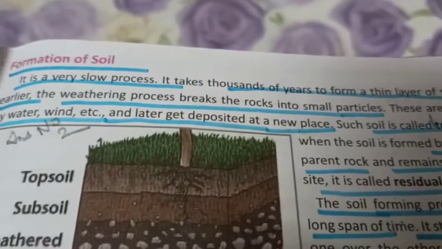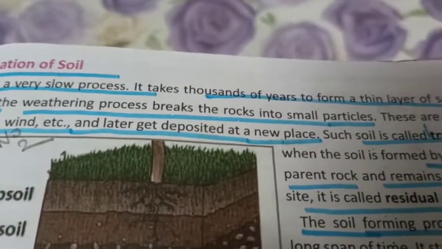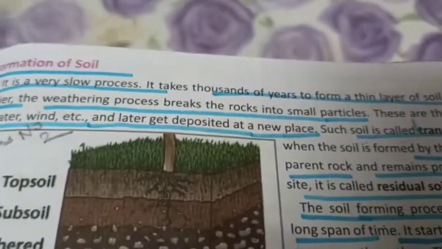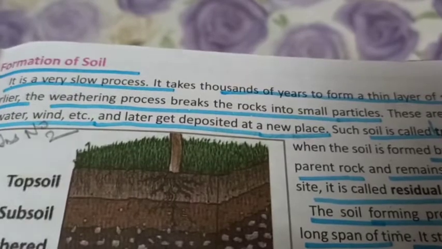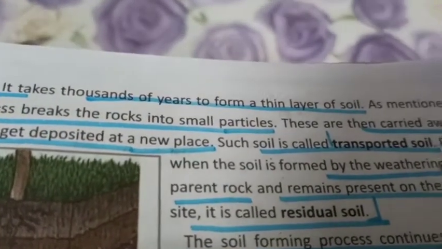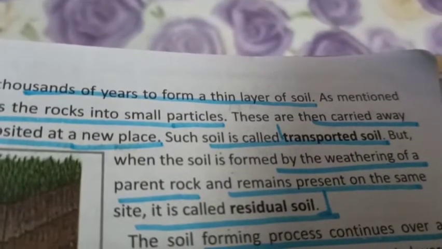As mentioned earlier, the weathering process breaks the rocks into smaller particles. These are then carried away by water, wind, etc. and later get deposited at a new place. This soil is called transported soil.